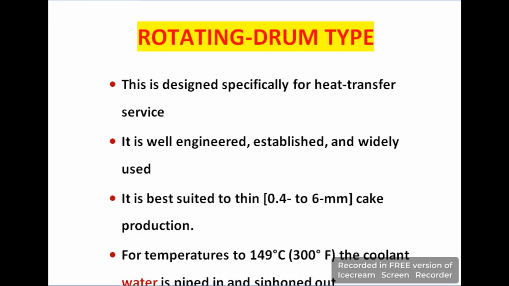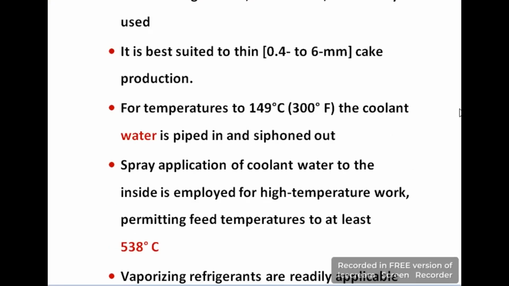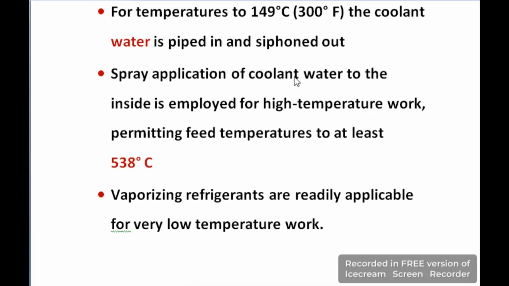The next and last heat exchangers are rotating drum type heat exchangers. These are well established and widely used for heat transfer in solids. These exchangers are used for those applications where cake thickness is around 0.4 to 6 millimeter. These types of heat exchangers are used for low temperature and for high temperature.